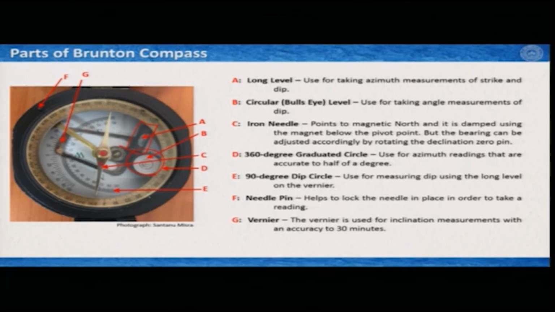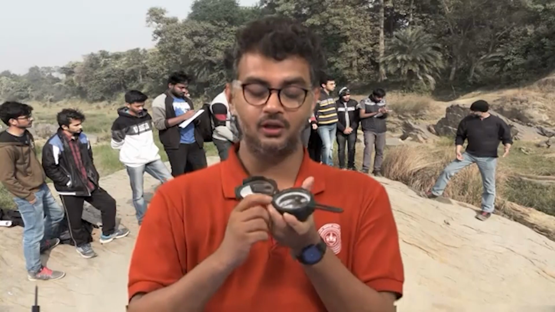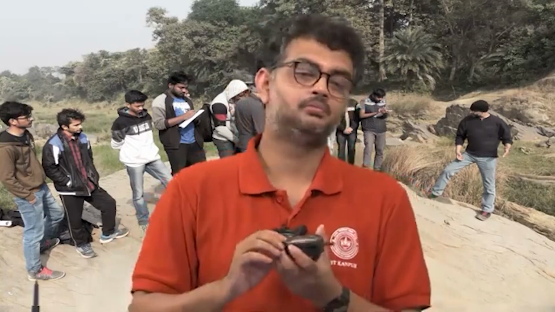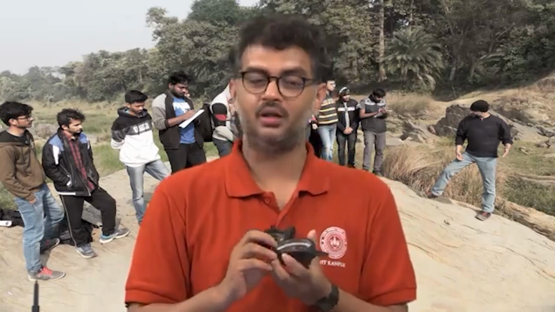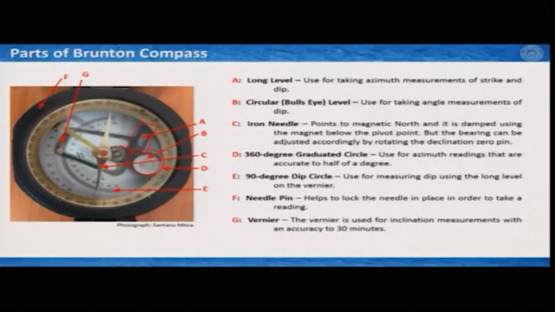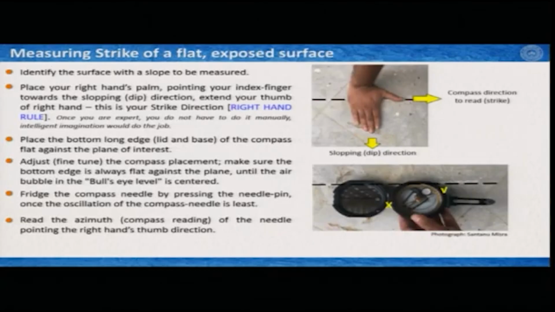There are some other features. When you keep it horizontal, this needle generally swings. So, to make quick measurements, you have a little pin here. With this pin you can freeze the needle when it oscillates. There are some different ways of measuring dip, strike, trend and plunge in the field, but the principles are always the same.